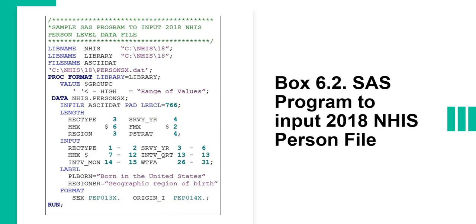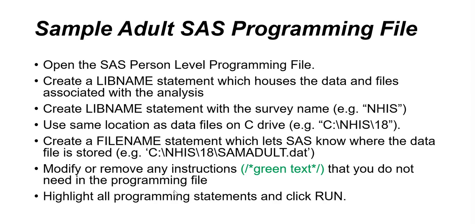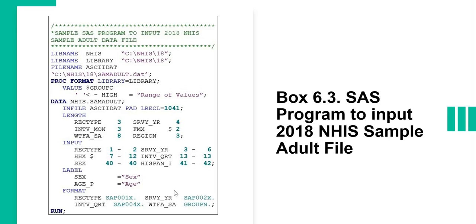So unlike the examples in the previous chapters, you will have some labels and formats here in order to make reading your outputs clearer. You will do the same thing with the sample adult SAS programming file, and you'll have a very similar SAS programming set of statements that you can use to import the data file here as well. And this is demonstrated in box 6.3.